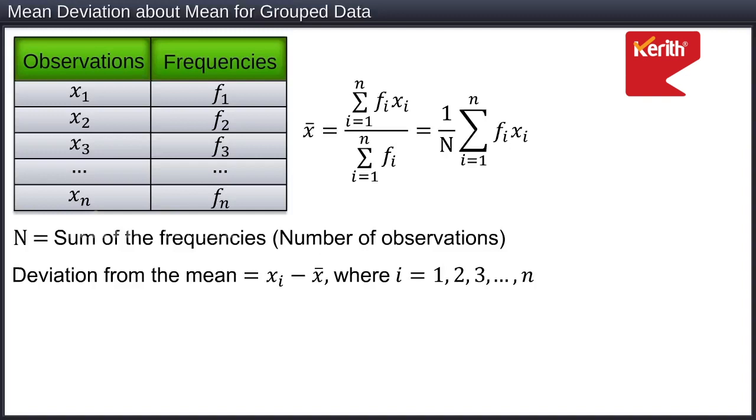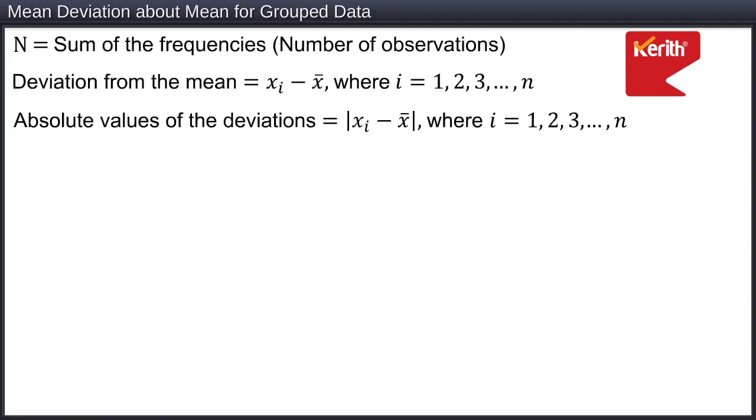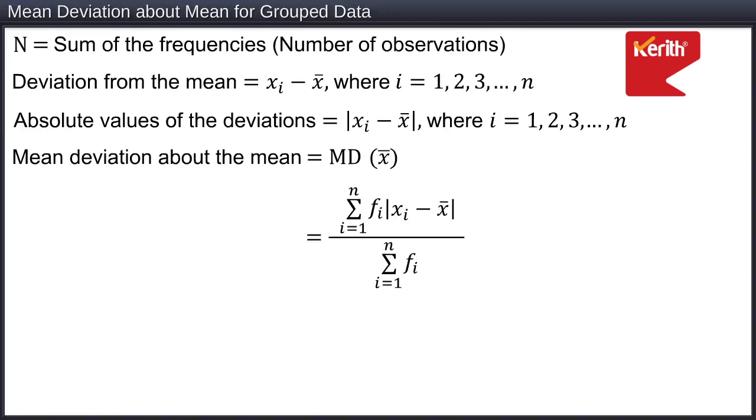Next, we'll find the absolute values of the deviations. Finally, the mean deviation can be obtained by finding the mean of the absolute values of the deviations. This formula gives the mean deviation about the mean of a discrete frequency distribution.